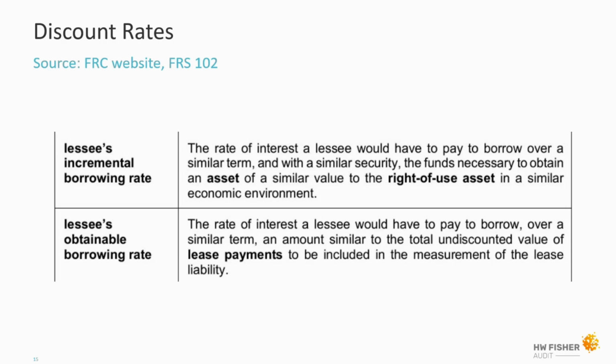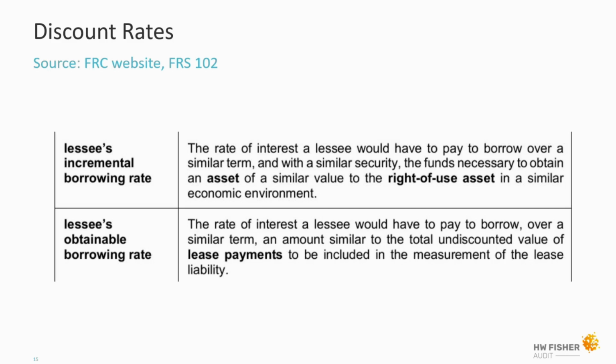So you've got to think about each, today, and things going forwards. You do revisit this, making sure that you're using the right discount rate. It's not just a one and done situation. The lessee's obtainable borrowing rate. This one is possibly a bit easier. It's a bit more straightforward.